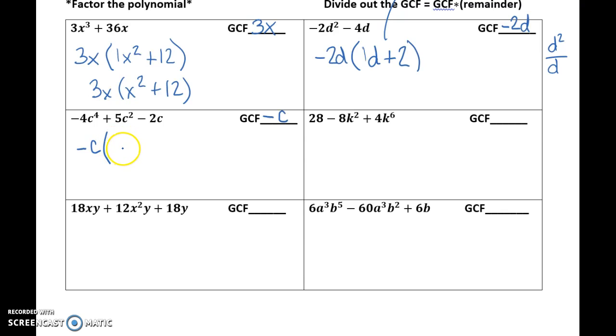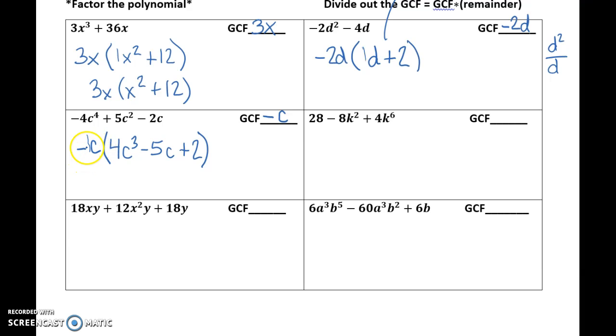So think of this as -1. -1 times what gets me -4? Or divide. What's -4 divided by -1? Maybe we do want that 1. -4 divided by -1 is 4. And then C to the 4th divided by C is C to the 3rd. 5 divided by -1 is -5. C squared divided by C is C. -2 divided by -1 is going to be +2. C divided by C is 1, or they cancel each other out. So really do take each of these numbers and divide.